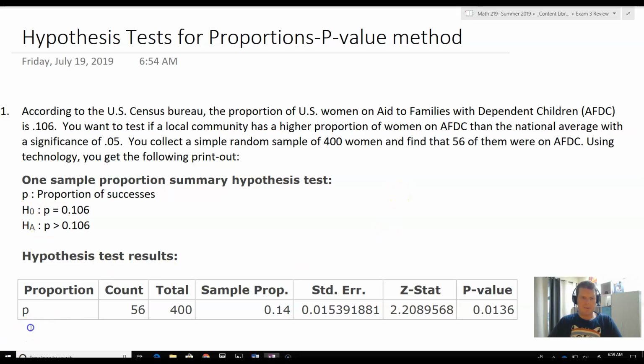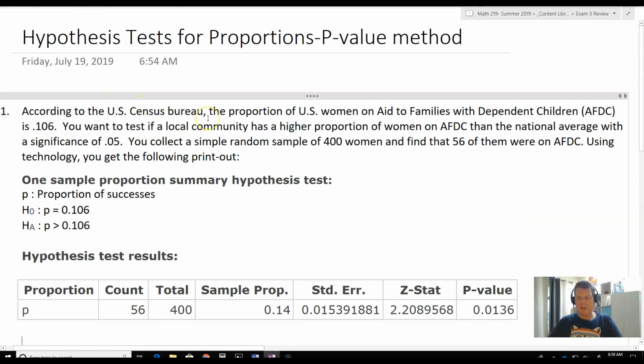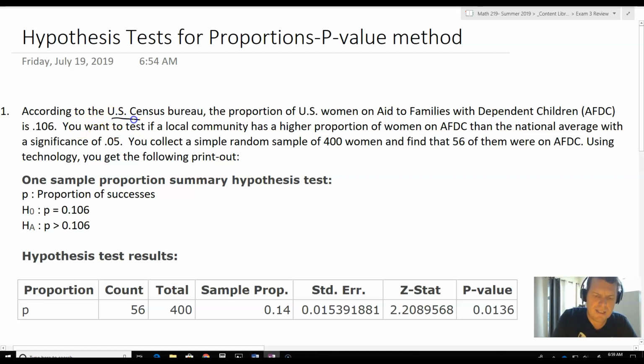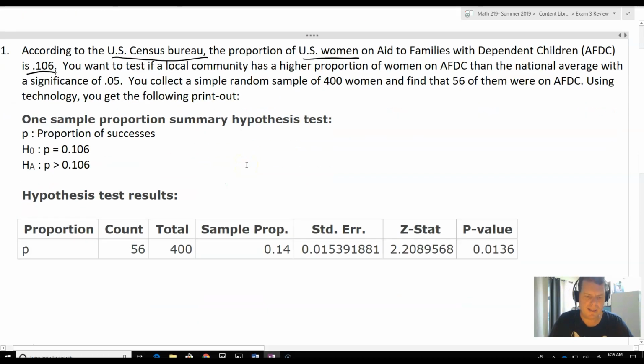What I want to do is use the information inside of the printout in order to answer my question. The first thing that I need to do is develop my null hypothesis, because remember, that's the thing we decide whether or not we're going to reject or fail to reject. If we look here, the U.S. Census Bureau says the proportion of U.S. women, so that's everybody, on AFDC is 0.106. So that's going to be my null hypothesis. I'm going to write that down.